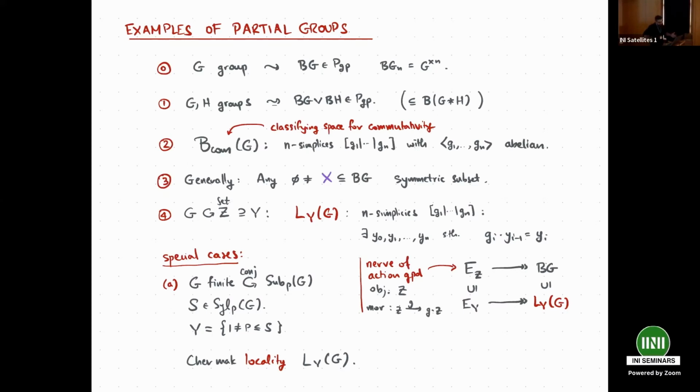So the actual example that comes up is G finite, acting by conjugation on the p-subgroups of the group G. You fix a Sylow subgroup, and you keep only the non-trivial p-subgroups of that Sylow subgroup, and that's your subset Y. This gives you a specific example of the Chermak locality.